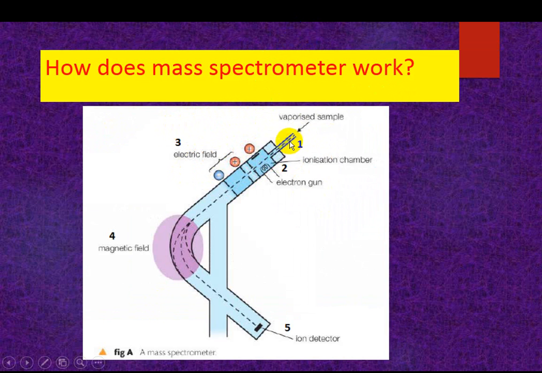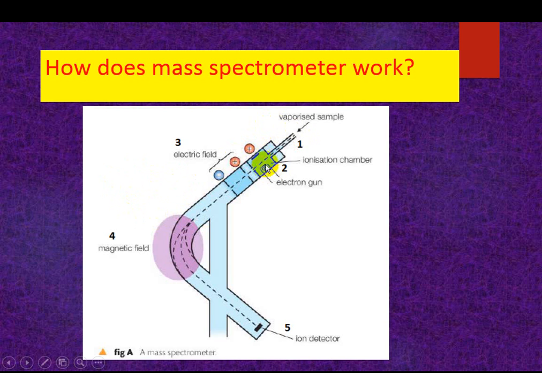At first, in position 1, we enter the sample, and this sample is vaporized in a high temperature region. In region 1, the sample is injected and it is a high temperature region. As a result, the sample is vaporized, becoming gaseous. The sample must be turned into gaseous state, so we vaporize it in a high temperature region.